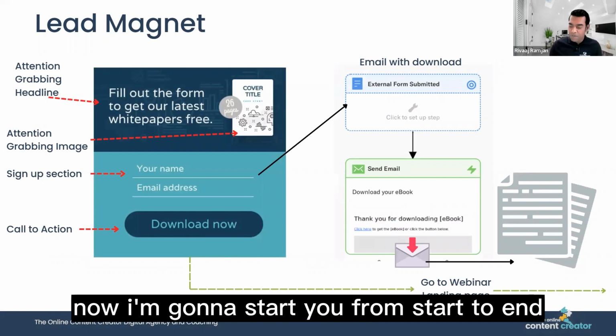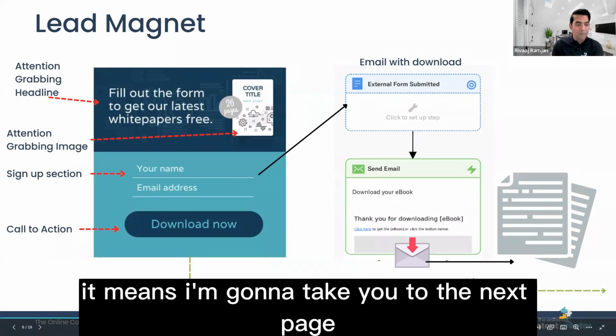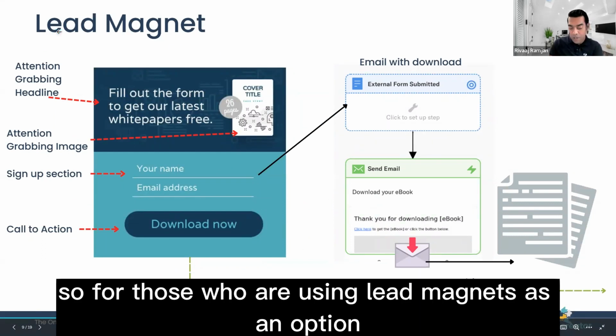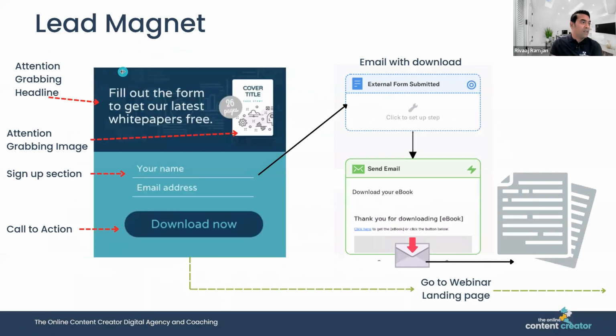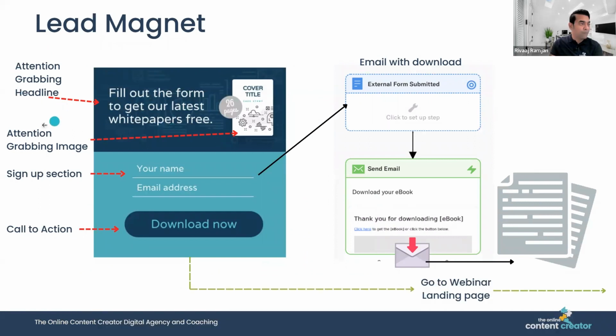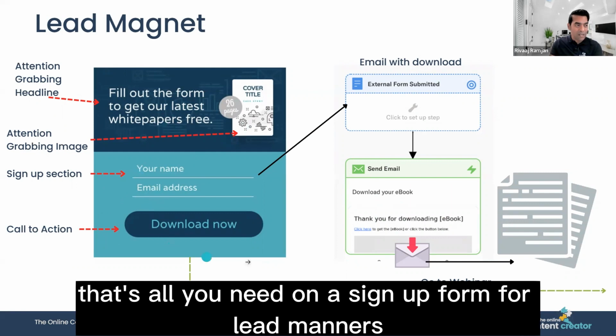I'm going to start you from start to end. So I want you to watch for certain signs. The green ones mean I'm going to take you to the next page. So for those who are using lead magnets as an option, which I really highly recommend, the simple thing you need to do is to have an attention grabbing heading on a form, a little image, your sign up form, and a call to action. That's all you need on a sign up form for lead magnets.